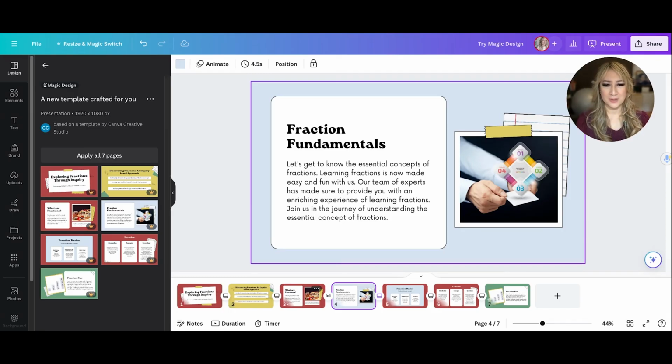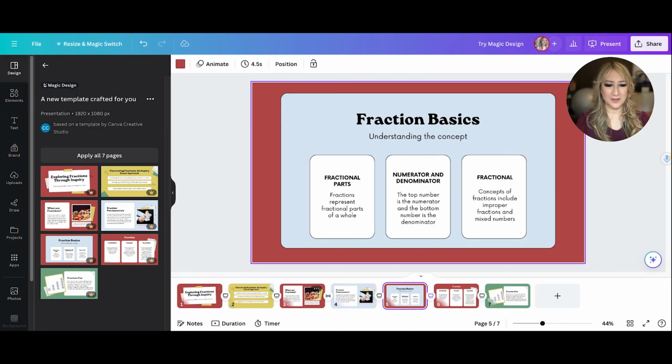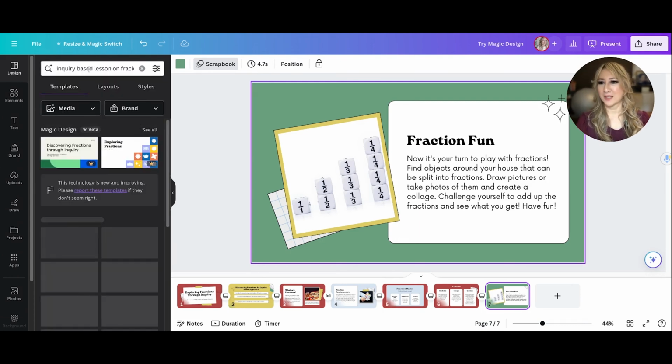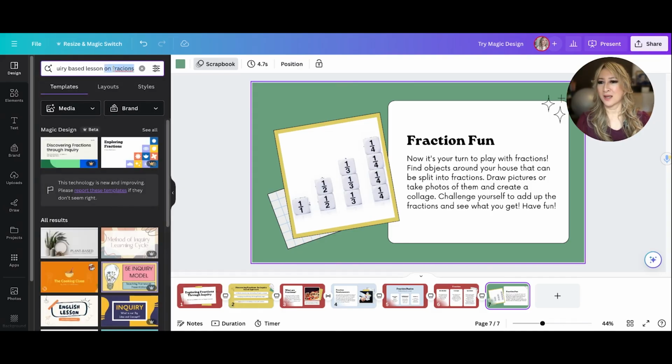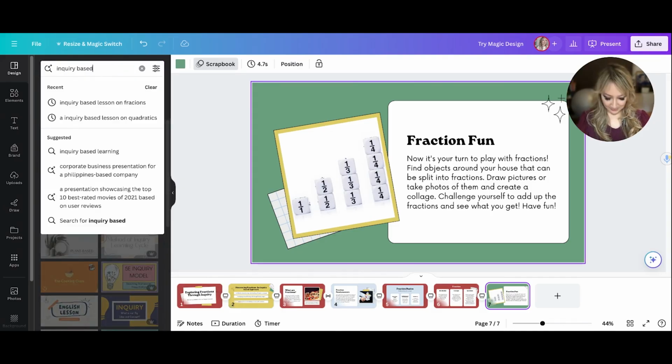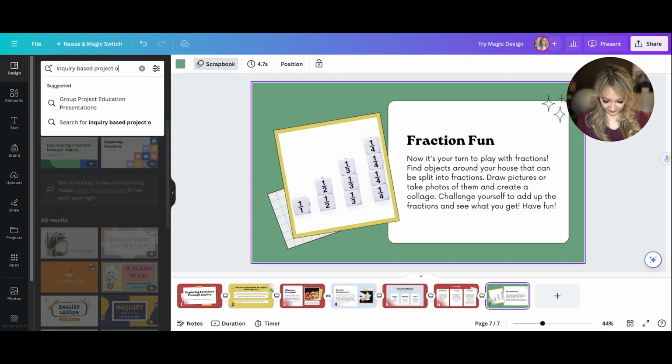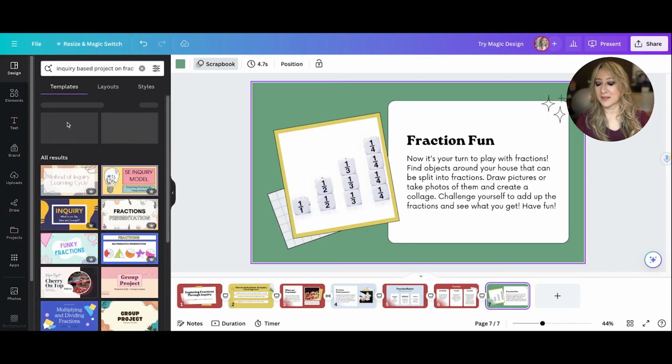Fraction fundamentals, again, fractional parts, introduction. Okay, so I think my prompt wasn't good enough because I'm not getting really great fraction lessons. So I'm going to go back to the magic design and I'm going to say a project. So I'm going to come up with an inquiry-based project on fractions. And let's see if it comes up with better ideas. I mean, alternatively, we can use another large language model to create some lessons and projects and then copy and paste it in. But let's just see.